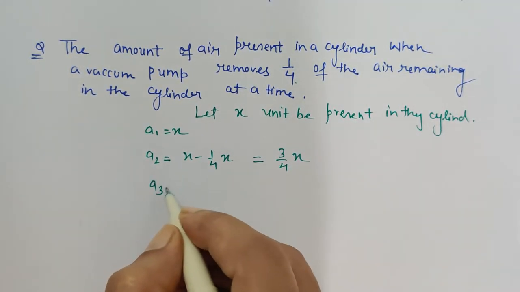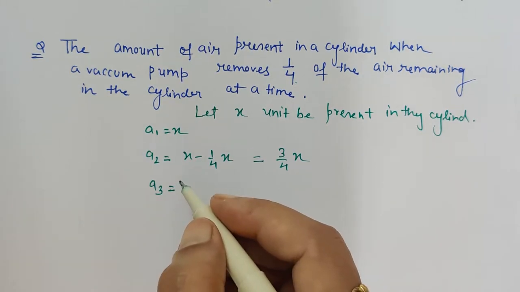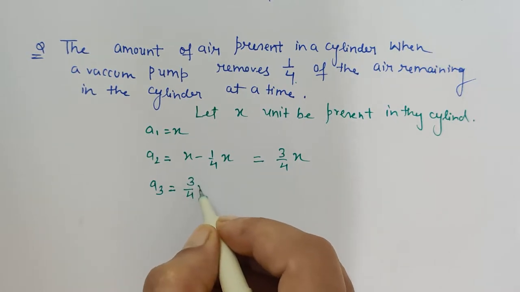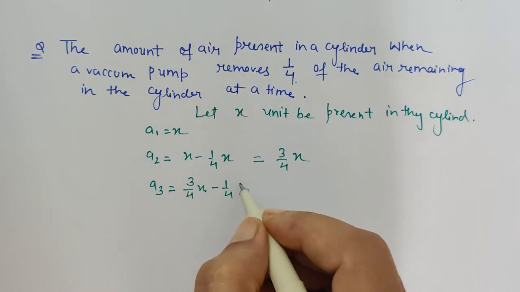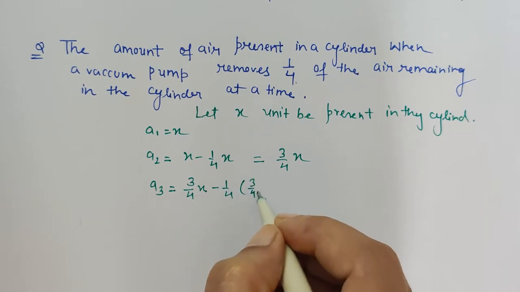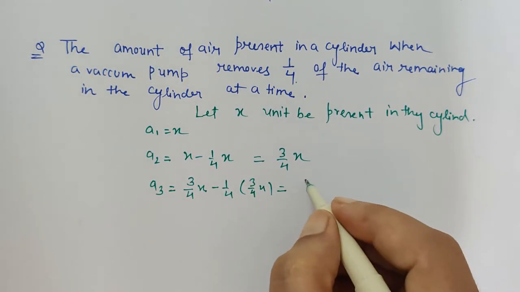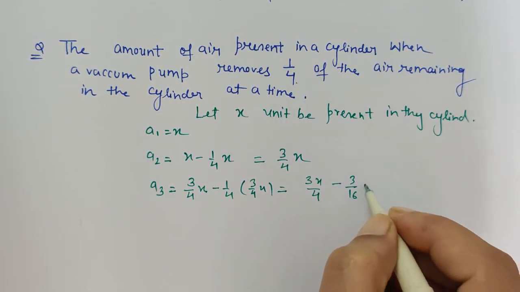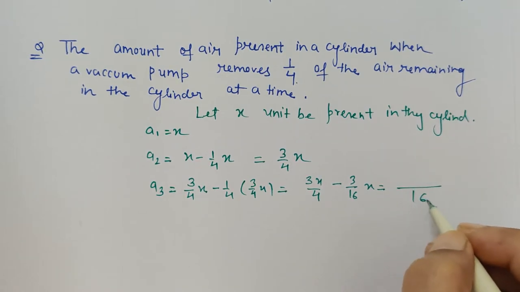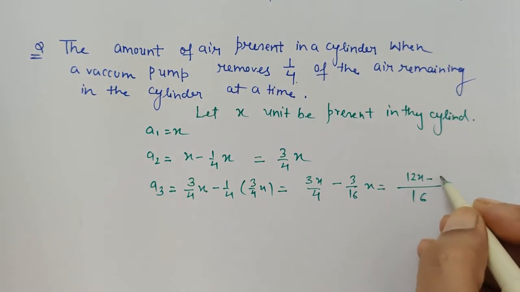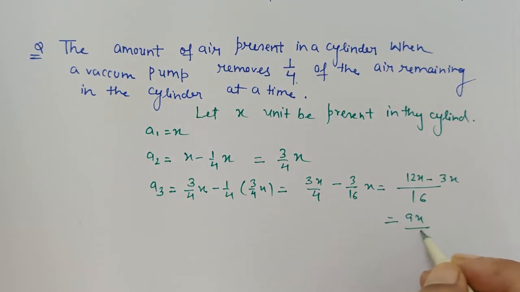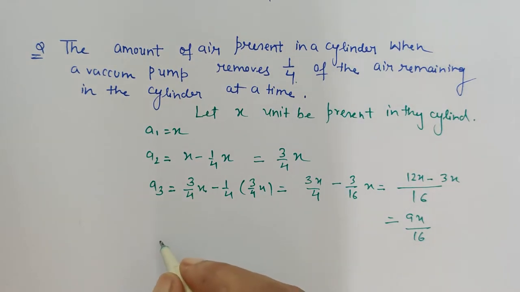Now for the third term, or the third time when it is pumped, it will again remove 1/4 of whatever is left. So the value obtained would be 3x/4 minus 3/16 x, and then it is 12x minus 3x over 16, and 12x minus 3x is 9x/16.